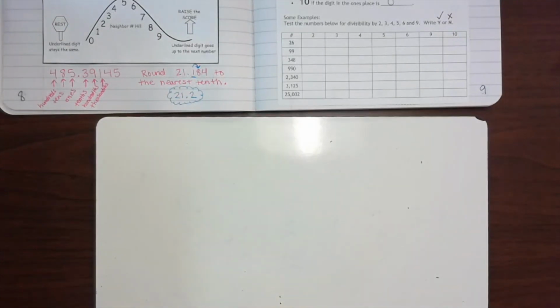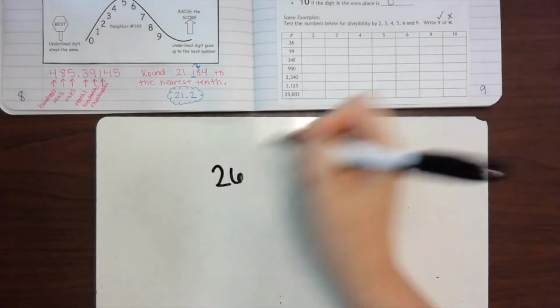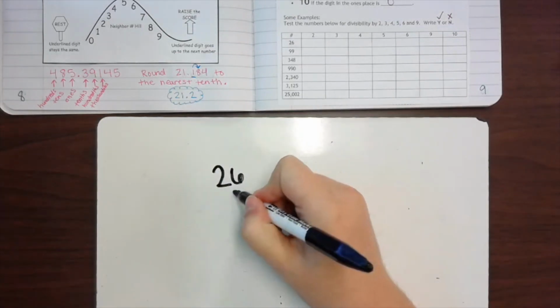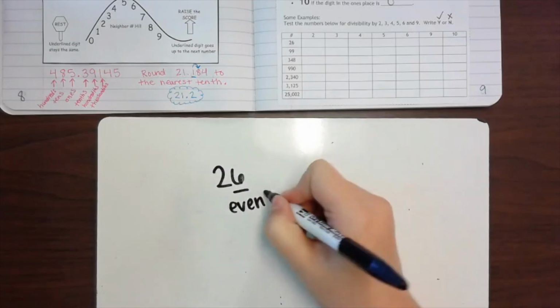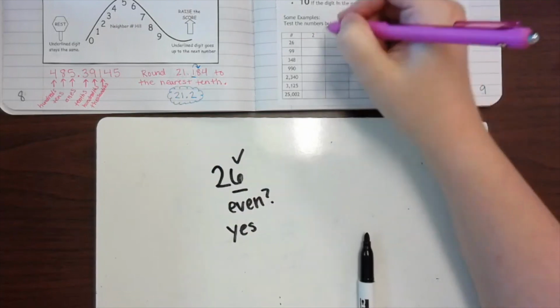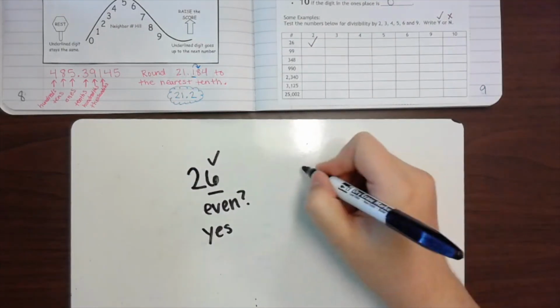I'll do the first example with you. We're going to check if 26 is divisible by 2, 3, 4, 5, 6, 9, and 10. The last digit in 26 is 6. 6 is an even number, so yes, this is divisible by 2. I'll place a check mark in the 2 column by the number 26.